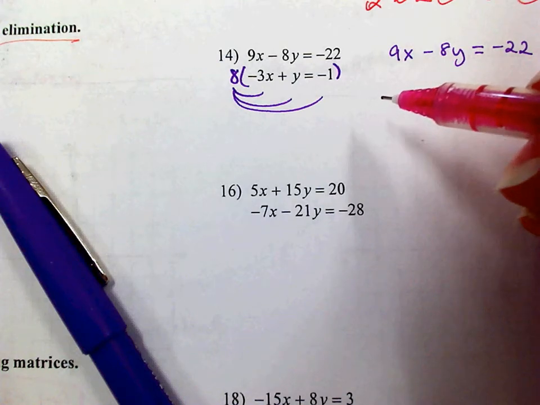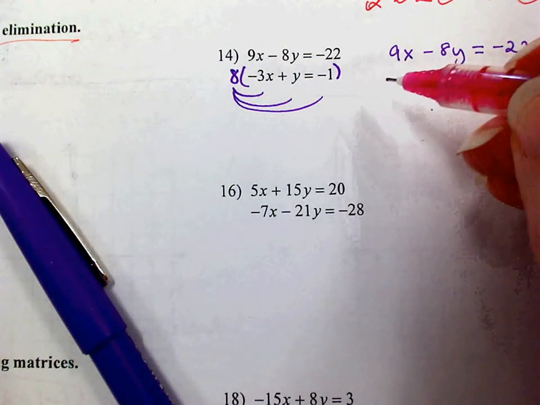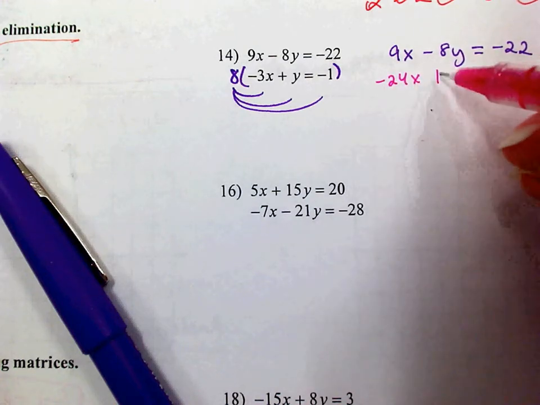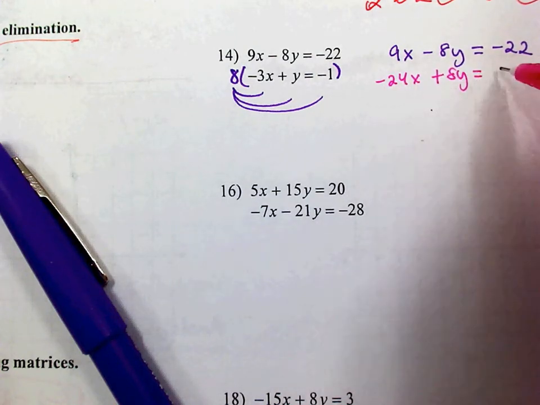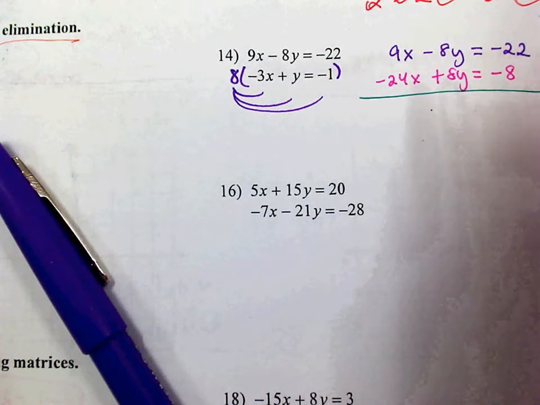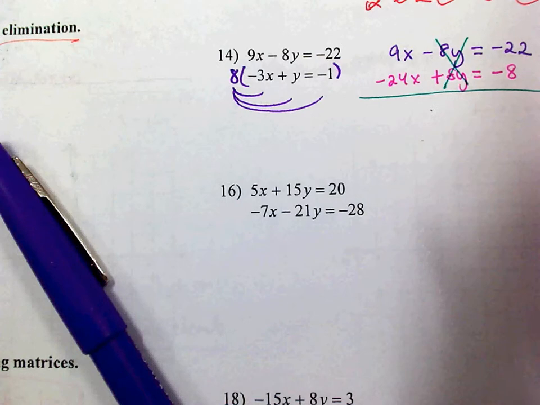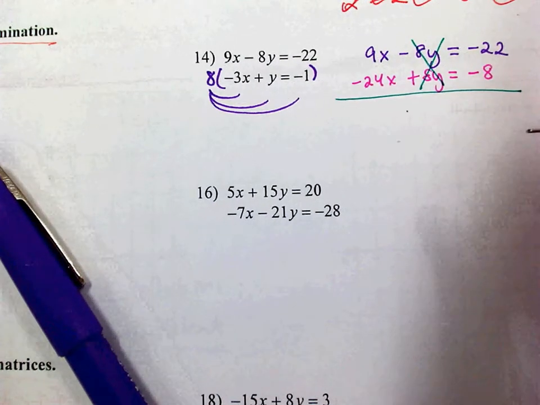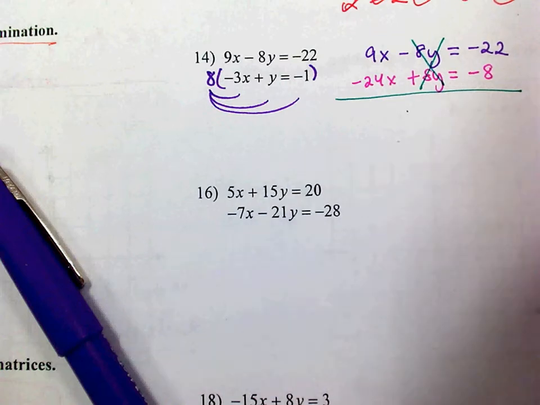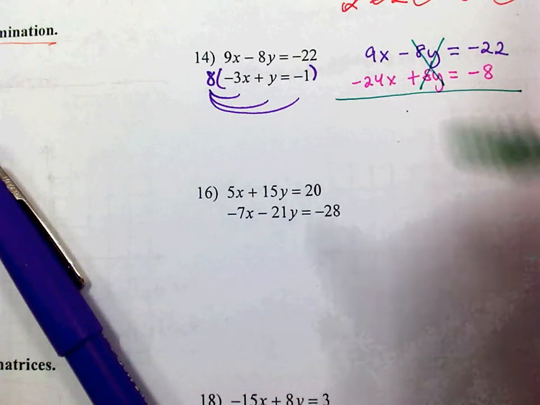Sorry, negative 24x plus 6y equals negative 8. Okay, so the idea was to cancel out the y's, right? I still know how you do that. Oh, cancel out, so I can solve for x. What's 9 minus 24? 9 minus 24. Negative 15x. What's negative 22 and negative 8?